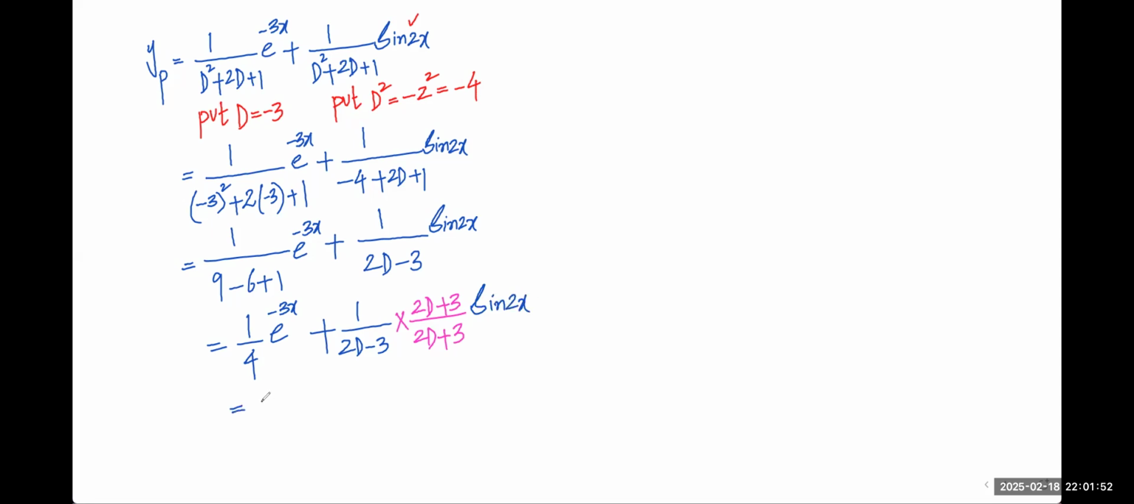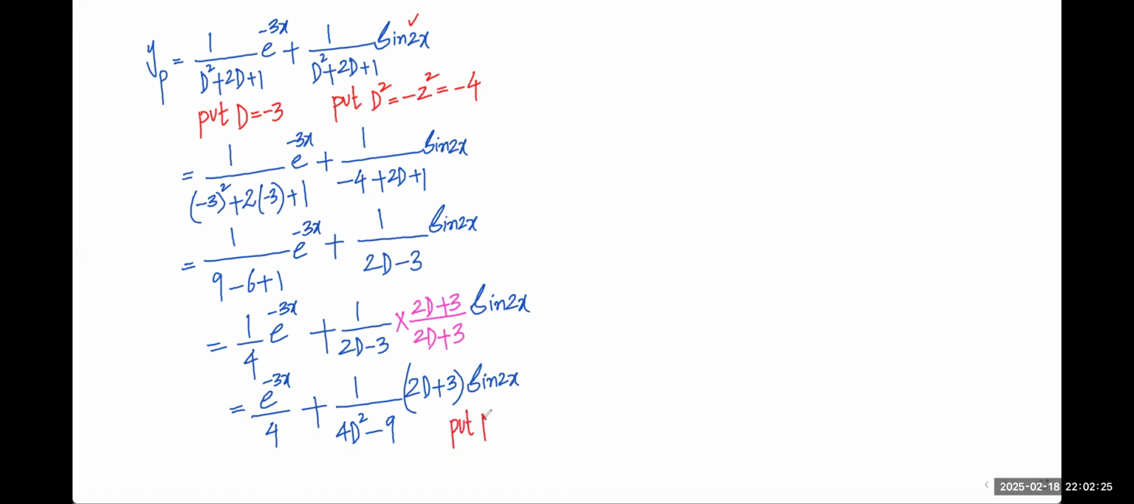This is we are getting e power minus 3x by 4. Actually, this is also a long answer we are discussing. Plus, look at denominator, a plus b into a minus b form, 1 by a square 4d square minus b square is 9. The denominator has the d square term now, 2d plus 3 into sin 2x. You have to make the denominator as d square. Now replace.